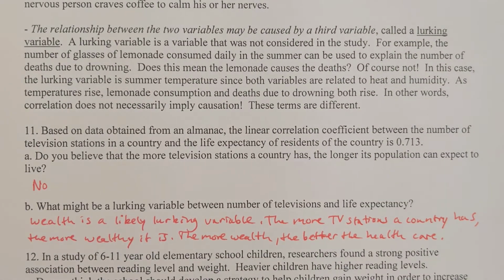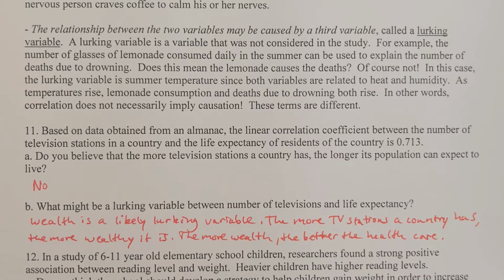The relationship between the two variables may be caused by a third variable called a lurking variable. A lurking variable was actually mentioned back in chapter 1. I just chose not to talk about it, since you really don't need to know what that is until now. But a lurking variable is a variable that was not considered in the study. For example, the number of glasses of lemonade consumed daily in the summer can be used to explain the number of deaths due to drowning.